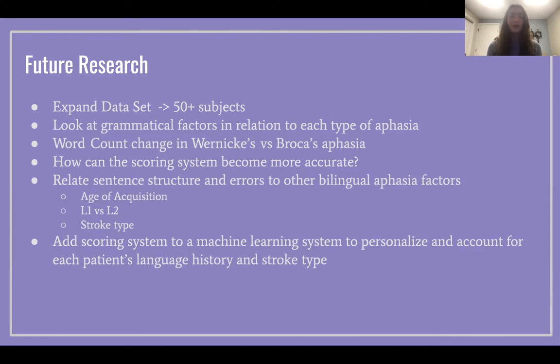Finally, in the future, it would also be beneficial to add a scoring system to a machine learning type system to personalize and account for each patient's language history and stroke type.